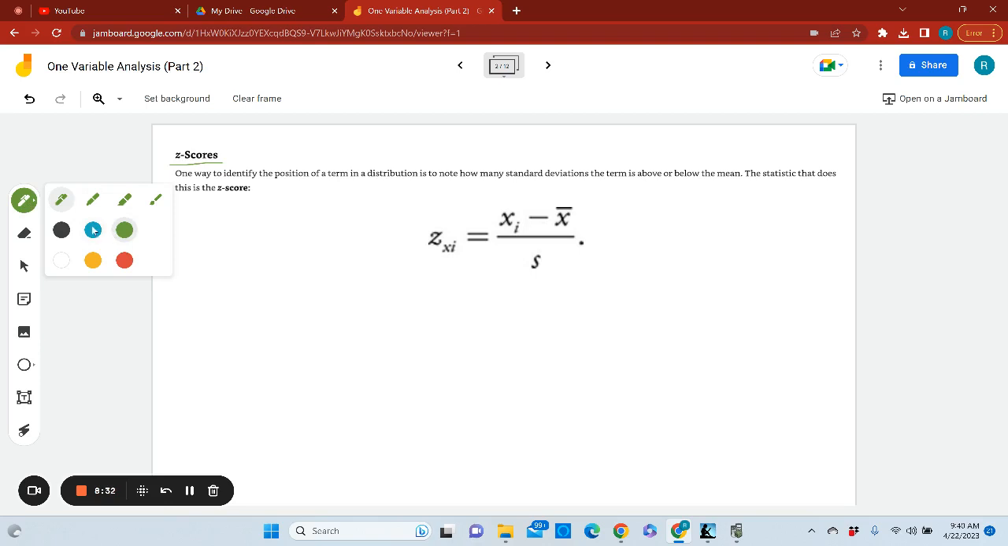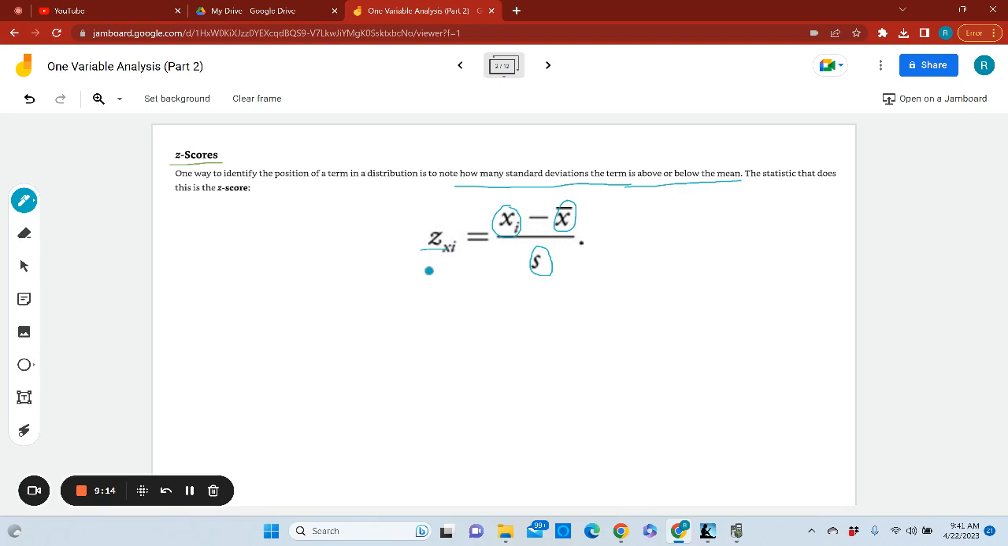Because z-scores are another way of describing location in a distribution. And we're going to practice a lot with z-scores in this video. A z-score basically tells you how many standard deviations above or below average a certain score or a certain term in a distribution is. You should remember this formula from earlier in the year. Try not to worry about the extra notations, but a z-score is equal to the score minus the mean for the data set divided by the standard deviation of the data set.